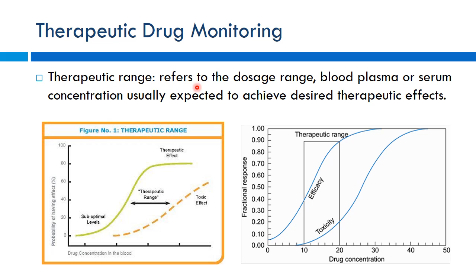So again, therapeutic range just refers to that dosage range or blood plasma concentration we're expected to achieve the desired results. When you have a wider therapeutic range, a larger ratio between something like the toxic dose 50 and the ED 50, you don't really need to do a lot of therapeutic drug monitoring, because it would be very difficult to get to a point where you're actually causing a lot of toxicity, given the dose that most patients are going to be effective at.